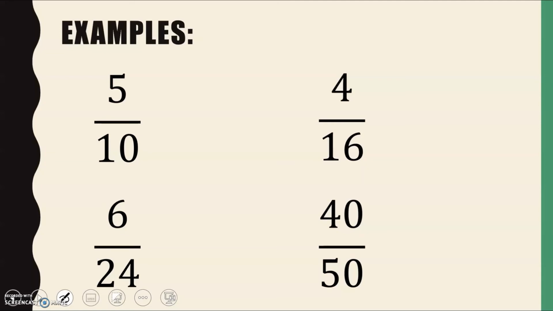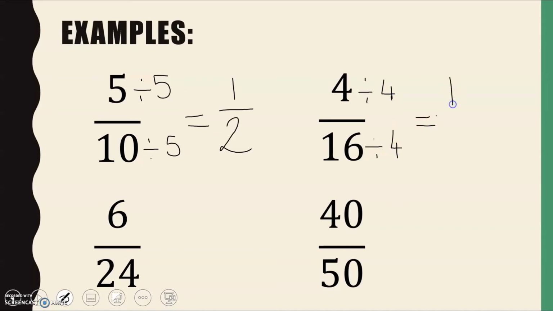Okay, hopefully we gave that a good shot there. 5 and 10 are both in my 5 times table. So I'm going to divide the top and the bottom by 5. And that is going to give me 1/2. 4 and 16, they're both in my 2, but they're also both in the 4 times table. So we can divide by 4 and divide by 4 again. So 4 goes into 4 once, 4 goes into 16, 4 times.